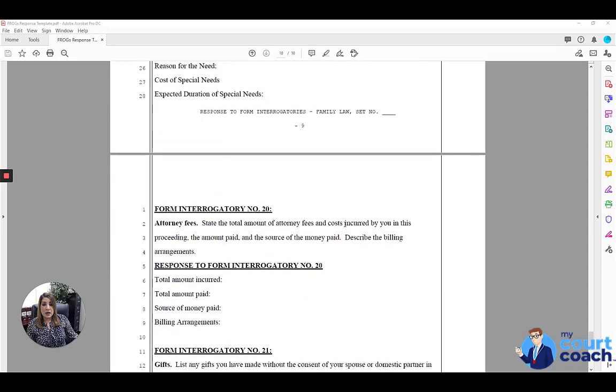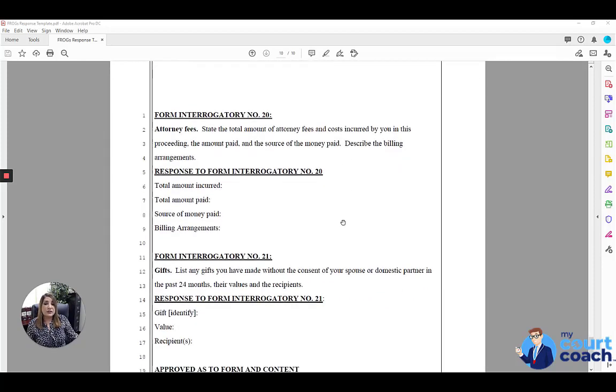And item 20, if you have incurred attorney fees, then they want to know the amount incurred, the total amount paid, the source of the money paid, the billing arrangements. And if you have not incurred attorney fees, then you can just write, no, I haven't incurred attorney fees.